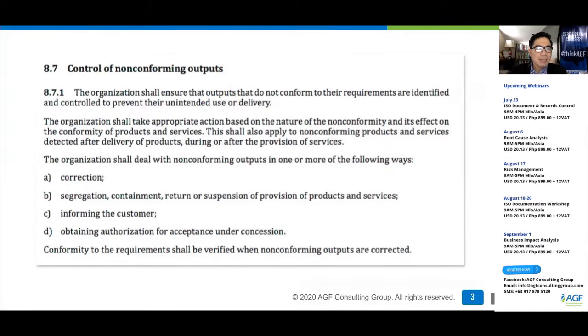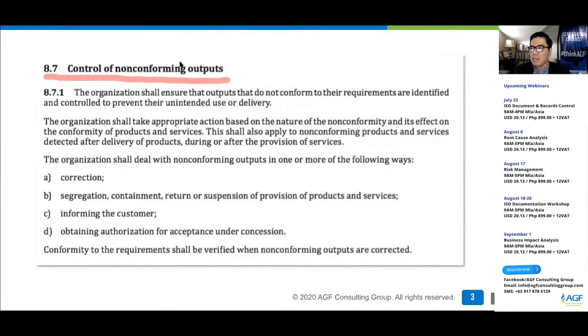This is stated by ISO 9001. So, control of non-conforming outputs. When we say control of non-conforming outputs, by the way, non-conformity is defined by ISO 19011 as the non-fulfillment of a specified requirement. Let me repeat that.